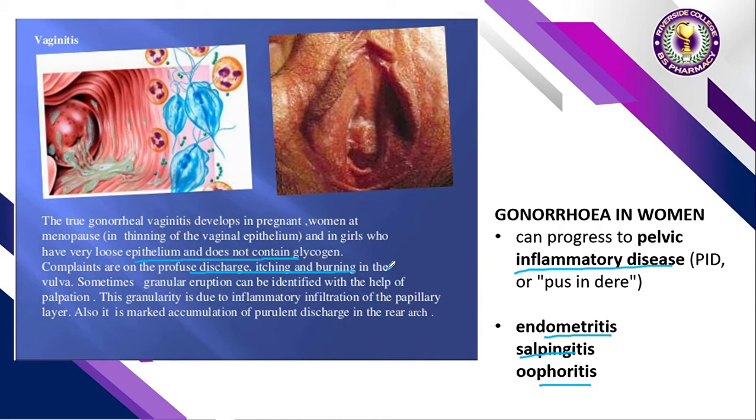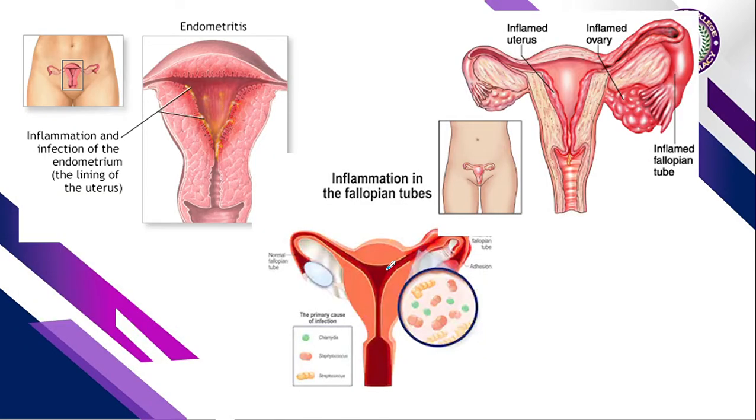So there is inflammation. This is endometritis, inflammation of the endometrial lining, or the endometrium. We have our salpingitis, inflammation of the fallopian tube. The fallopian tube becomes inflamed, as in gonorrhea. And we have our oophoritis, inflammation of the ovary, accompanied, of course, with inflammation of the fallopian tube.